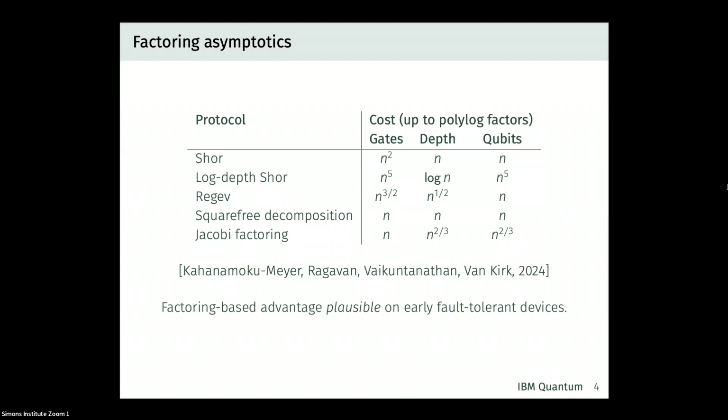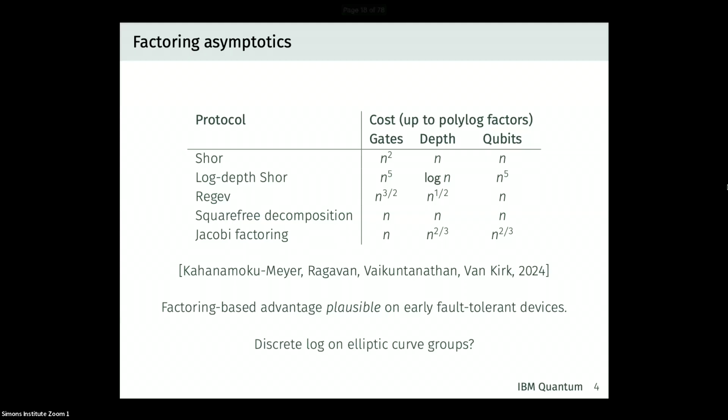So this is all to say that it could be that even these factoring-based approaches could give us very early demonstrations of verifiable quantum advantage on early fault-tolerant devices. So maybe devices that have under 1,000 logical qubits, something like that. And I think if you talk to Greg, the first author of this paper, he might convince you that Jacobi factoring might even be doable on a noisy device as well. But I guess this remains to be seen.